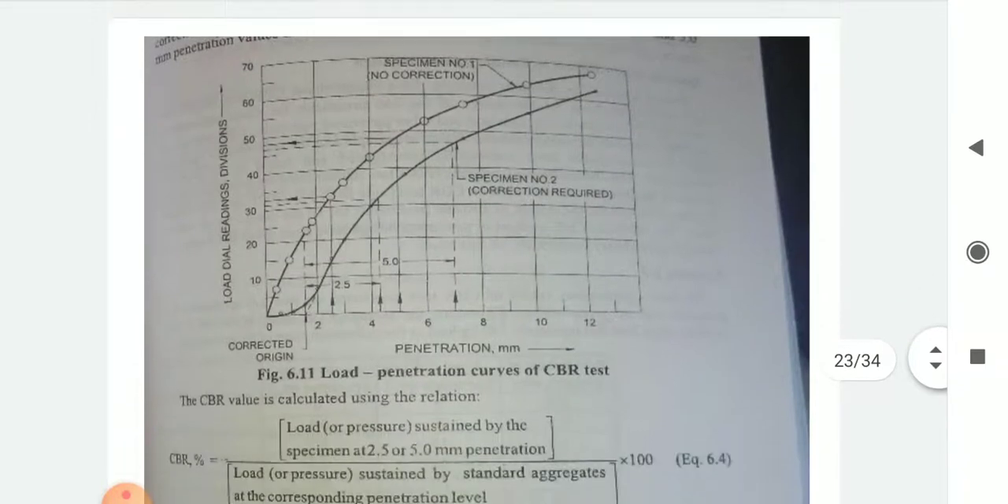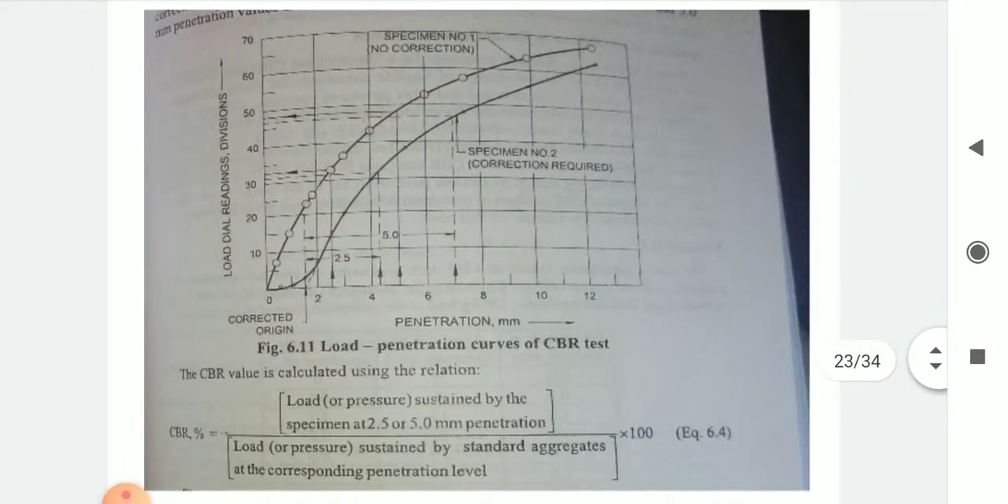You can see in the figure the graph showing penetration curves of CBR tests. The CBR value is calculated using the relation: CBR percentage is equal to the load or pressure sustained by the specimen at 2.5 or 5.0 mm penetration, divided by the load or pressure sustained by standard aggregates at the corresponding penetration level, into 100. Okay, you can see in the graph.